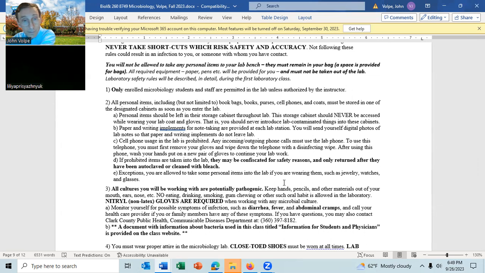All cultures you will be working with are considered to be potentially pathogenic, so keep hands, pencils, and other materials out of your mouth, ears, and nose. No eating or drinking, smoking, or gum chewing, or any other oral habit is allowed in the lab. You must always wear gloves, which will be supplied to you in the lab. If you're working in the lab, monitor yourself for possible infections like diarrhea, fever, and abdominal cramps. Obviously, we're going to be doing everything online, so that won't be a problem for you.